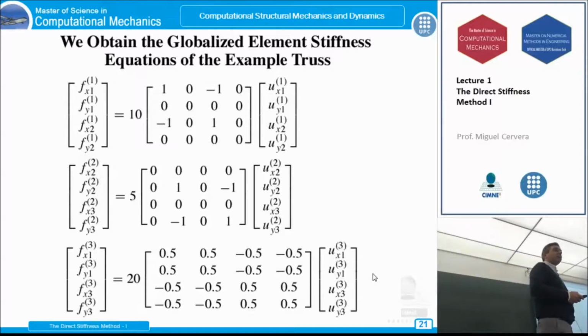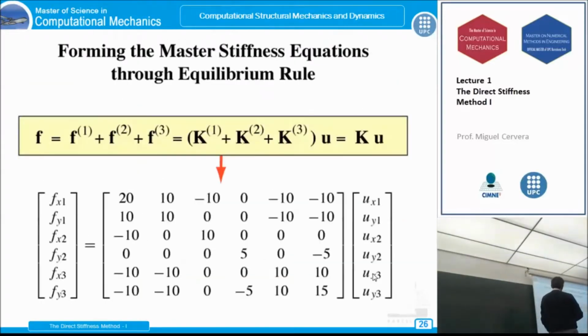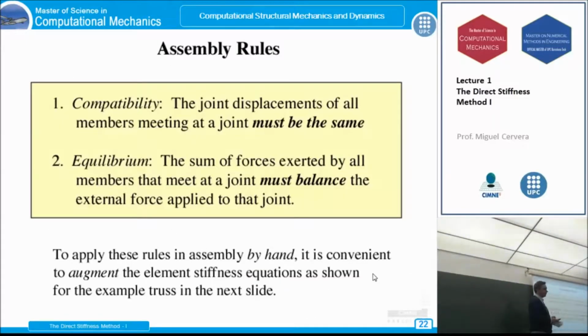And how do you assemble them? Well, we have two rules and only two rules. So this is where the real thing goes in. We have compatibility and we have equilibrium. I told you before, and I will insist again and again. Apart from the constitutive behavior, you only have two weapons: compatibility and equilibrium. And you know when to use them.